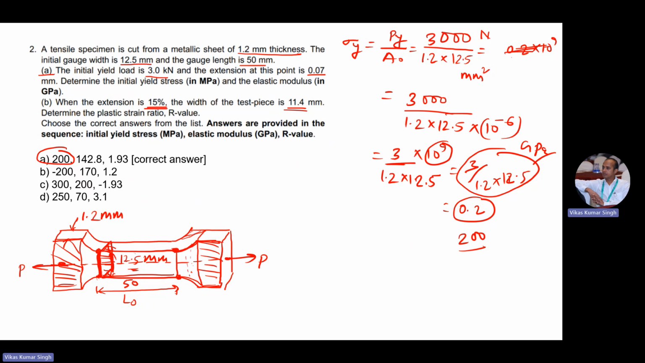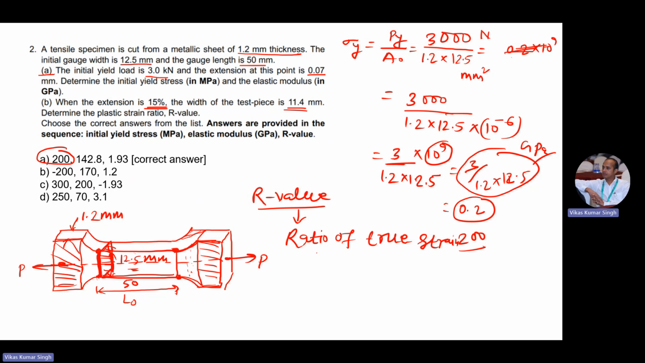Before solving this problem, I would like to explain what the R value means. Okay, this is very important. What does the R value mean? So coming to the R value, it is nothing but the ratio of true strain.